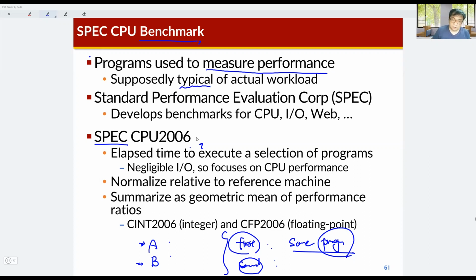Recently the SPEC 2017 was released. In this slide the CPU 2006 is mentioned, called 2K6, but recently SPEC 2017 was released. So this is the most recent version, and we use this version of the SPEC Benchmark.